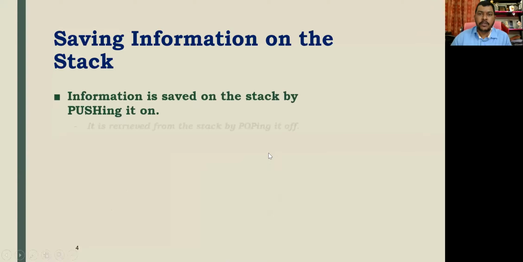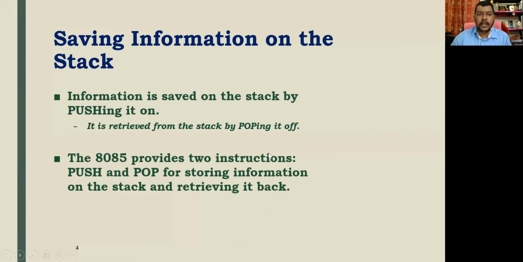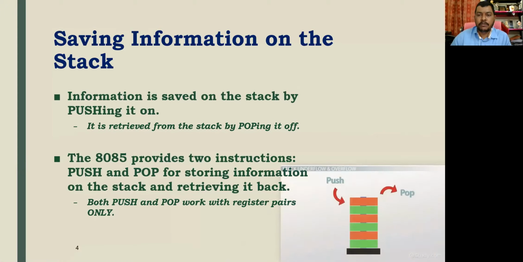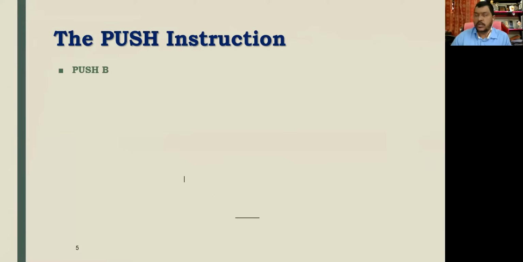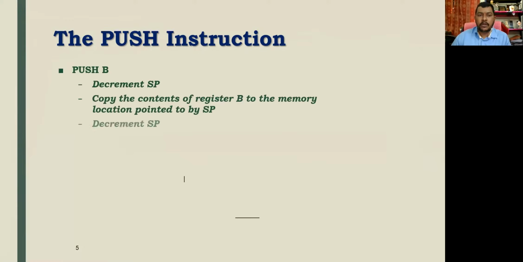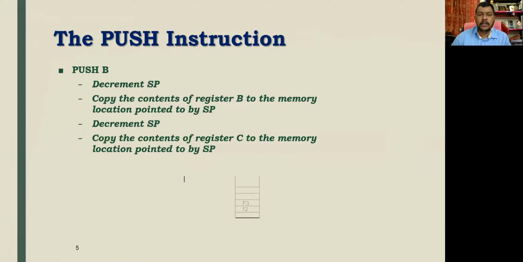Saving information on the stack: pushing and popping are the two instructions by which we can save and retrieve data from the stack. The push instruction, for example push B, will decrement the stack pointer, then copy the contents of register B to the memory location specified by the stack pointer, then again decrement the stack pointer, and then move the content of register C to the stack, like this.